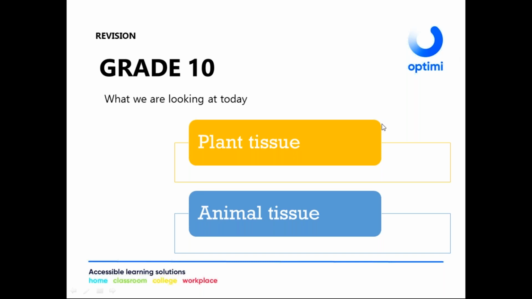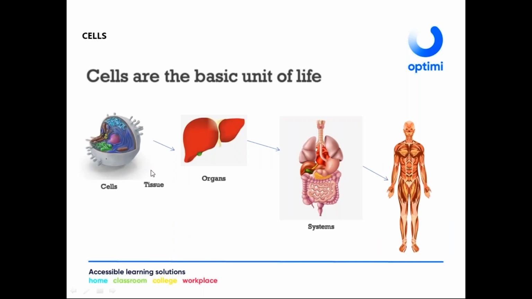Last week we learned about cells. We went deeper into cells and did revision on them, and we learned that cells are the basic units of life, or the building blocks of life. We also learned that cells divide by a process known as mitosis to form tissue. The cell division continues until organs are formed, then systems are formed, and then an organism or a human being is formed.